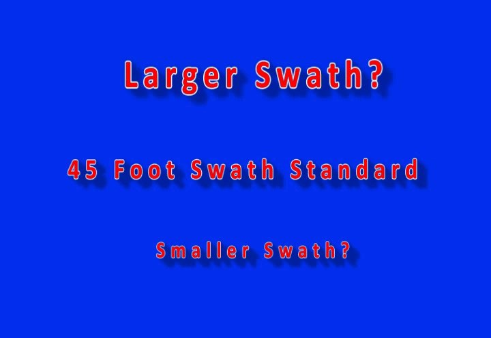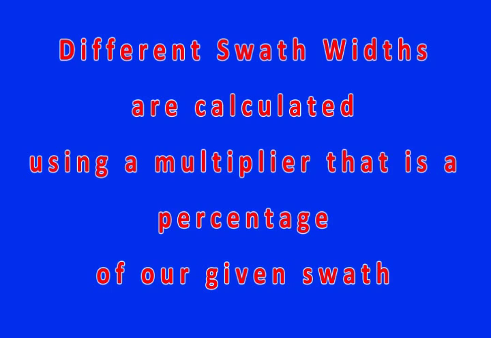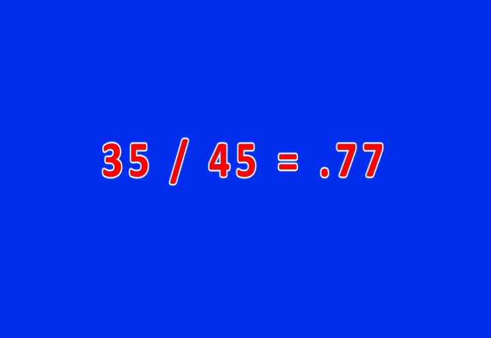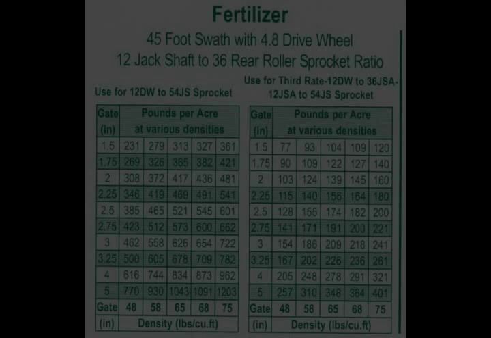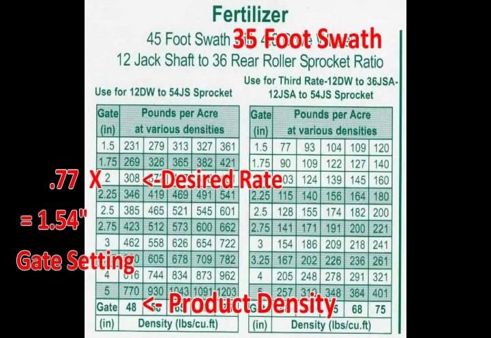Do you want a different swath width? Divide the swath you want by the swath shown on the chart. Different swath widths are calculated using a multiplier that is a percentage of our given swath. Let's say we would like to use a 35-foot swath. Divide 35 by 45 and you get 0.77. Now multiply 0.77 times 2 and it'll give you your new gate setting of 1.54 inches.